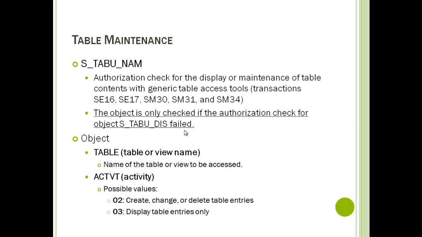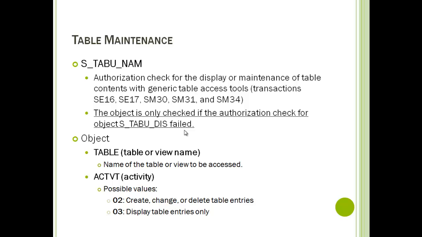s_tabu_nam is the new object which is introduced in the latest SAP versions. If you look at the older versions, 4.6 and 4.7 or older ones, you will not find this object. The reason it was introduced is that if you wanted to restrict one specific table, you needed to create a specific authorization group for this table. That seems to be a complication. Now SAP came out with s_tabu_name, so that we can allow access only to a specific table.